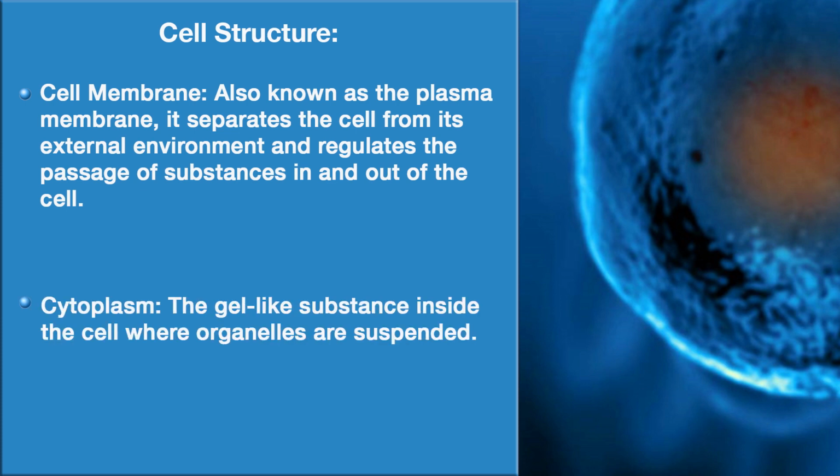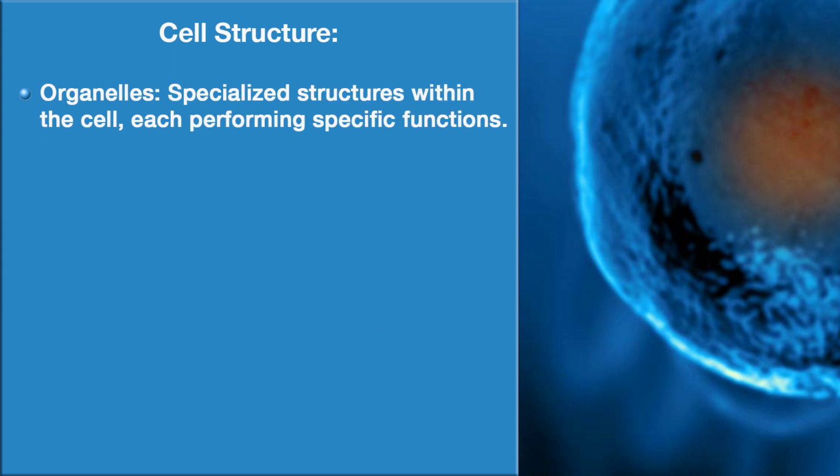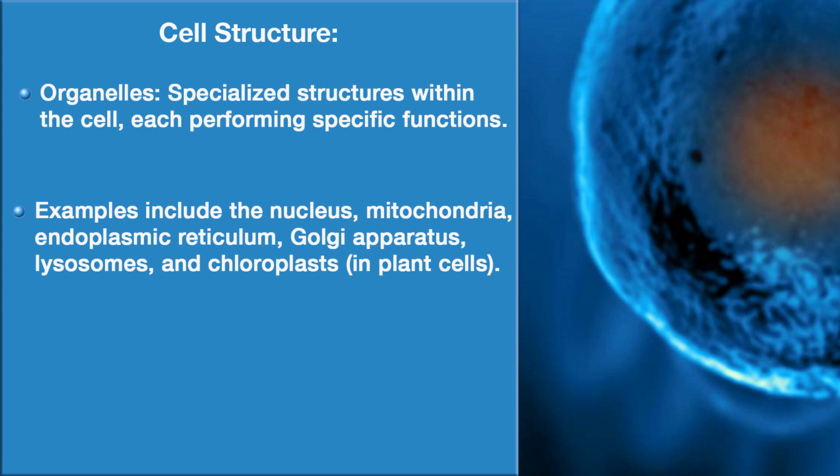Then we come to cytoplasm. Cytoplasm is a gel-like substance which is inside the cell and where organelles are suspended. These organelles are specialized structures within the cell, each performing a specific function. Some examples include nucleus, mitochondria, endoplasmic reticulum, Golgi apparatus, lysosomes and chloroplasts in case of plant cells.